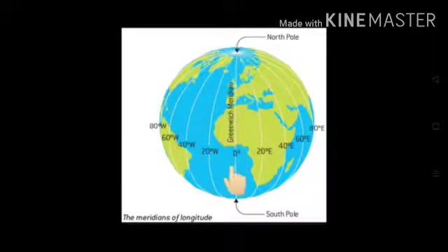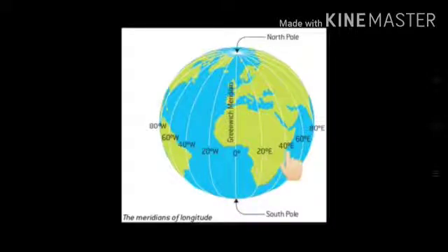Prime meridian is also called Greenwich meridian. Why? Because it runs through Greenwich near London. So that it is also called Greenwich meridian. And longitudes run from North Pole to South Pole.